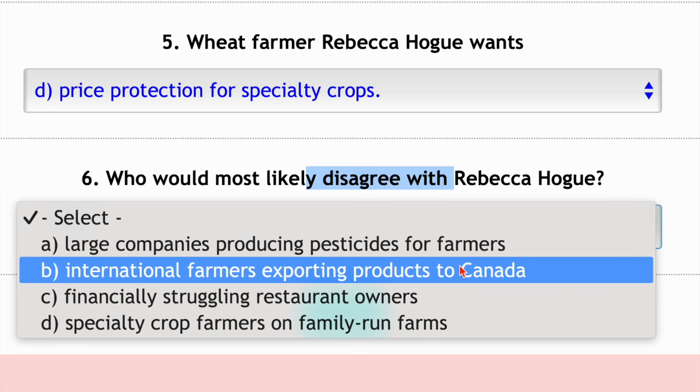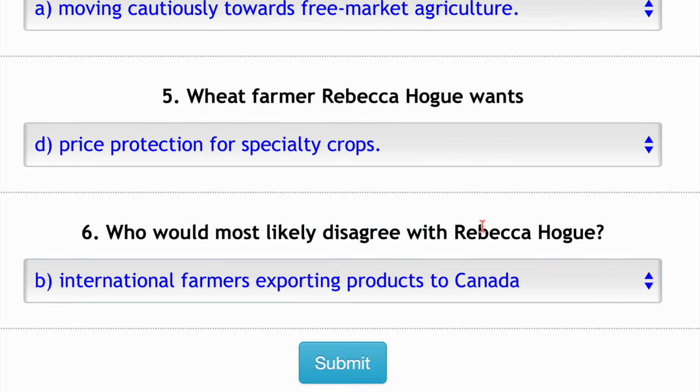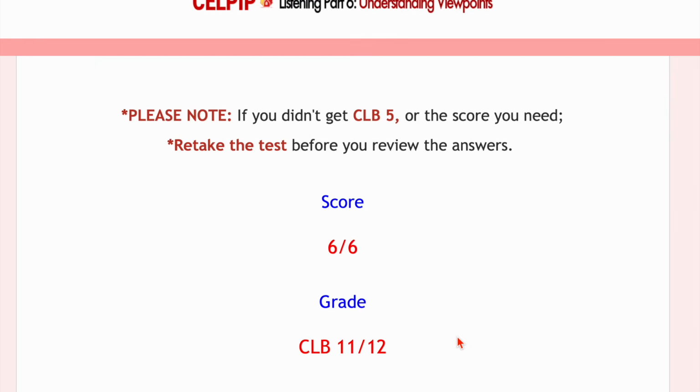Okay. So, right. Because international farmers, they want a free, open market economy so they can export products to Canada and compete in the market. But Rebecca Hogue doesn't want that. She wants more regulation and control of that. So, agriculture is a big problem worldwide in terms of trading and marketing. Okay. So, I think we've got them all here. Let's submit that. Okay, good.